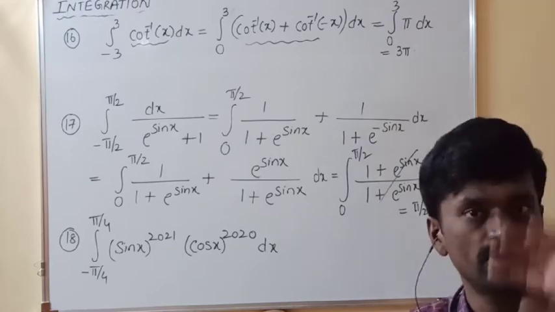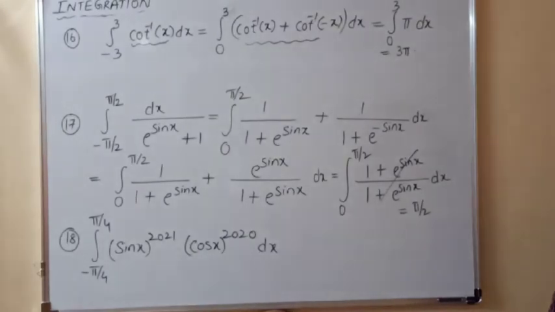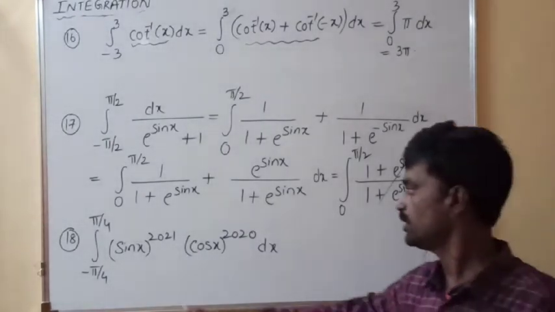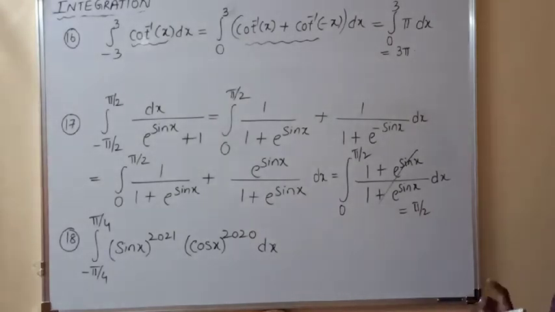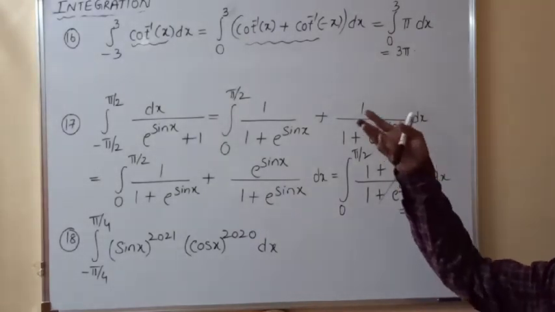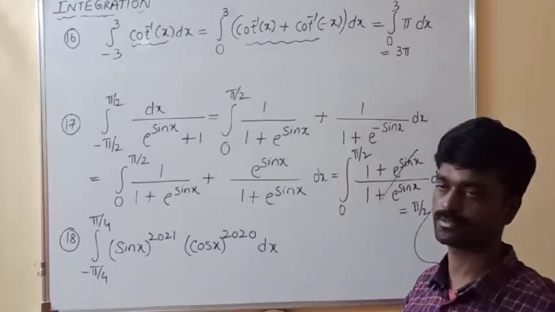Odd function power even number is even function. So remember, odd function is minus, even function is plus. Now you tell me, minus power 2021, will you get minus or plus? That means if you multiply minus into minus into minus 2021 times, what will you get? Minus only. Odd number of times you are multiplying with minus.